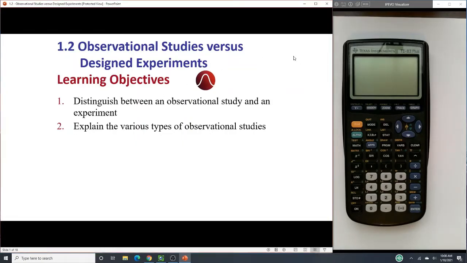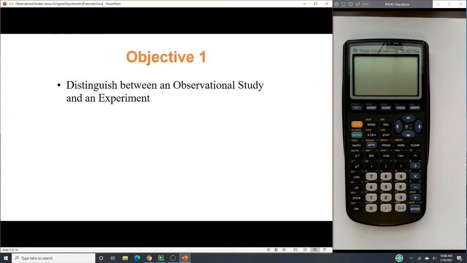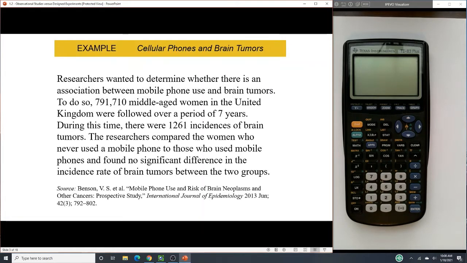All right, 1.2 observational studies versus designed experiments. So we're going to look at these two objectives here. Our first objective: distinguish between an observational study and an experiment. Let's first look at an example of some studies happening, and then we'll talk more about the difference of those things.